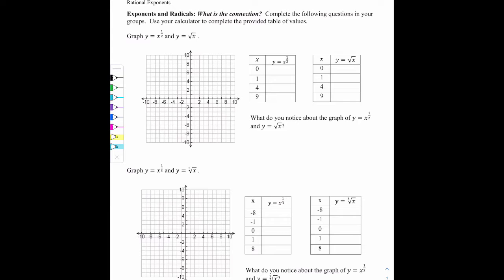Now you are watching this video, so you are not able to work with groups. You're going to do this individually. And please use your calculator to complete the provided table of values.